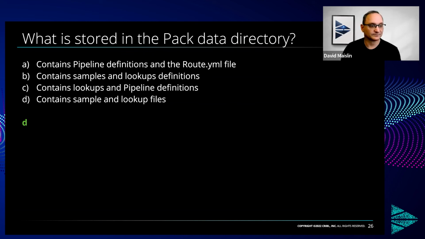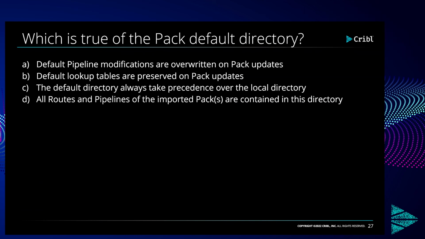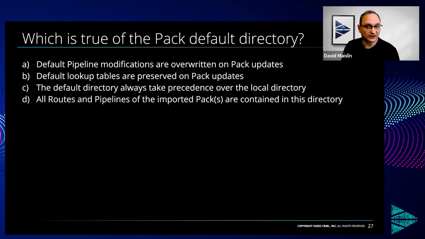Which is true of the pack default directory? Default pipeline modifications are overwritten on pack updates. Default lookup tables are preserved on pack updates. The default directory always takes precedence over the local directory, or all routes and pipelines of the imported packs are contained in this directory. I did chuckle. And the answer is D.